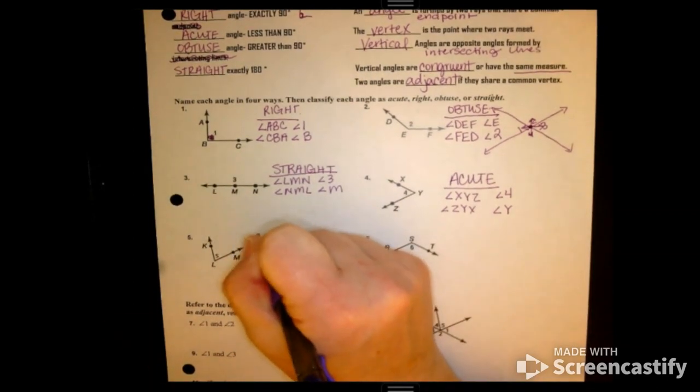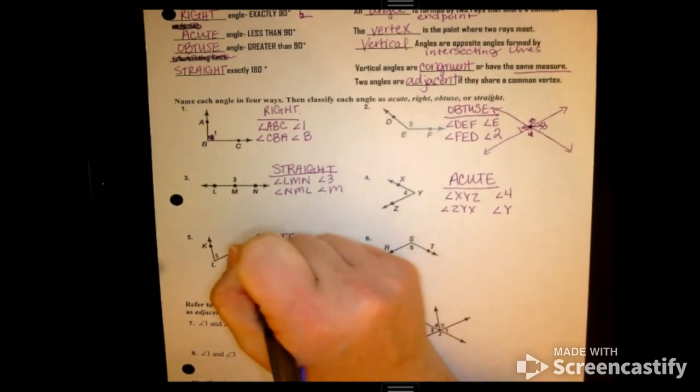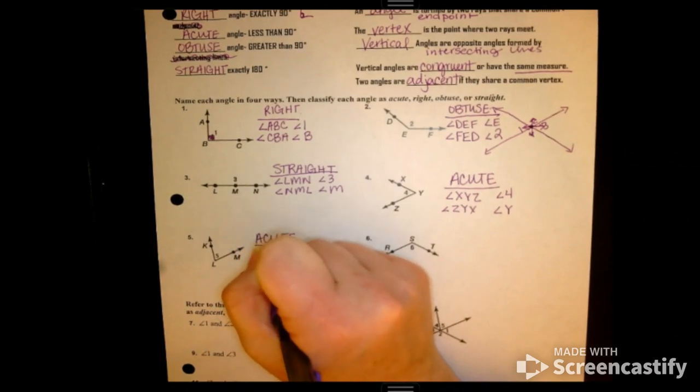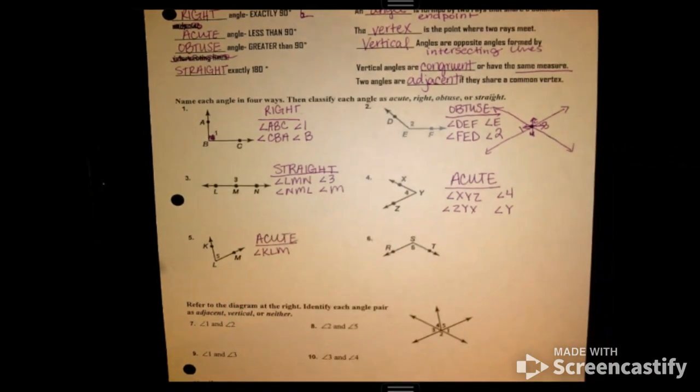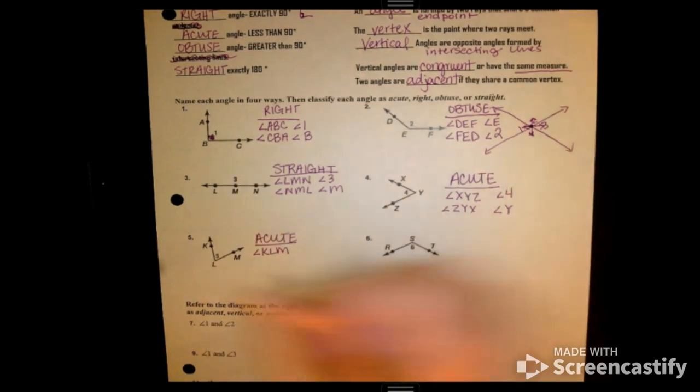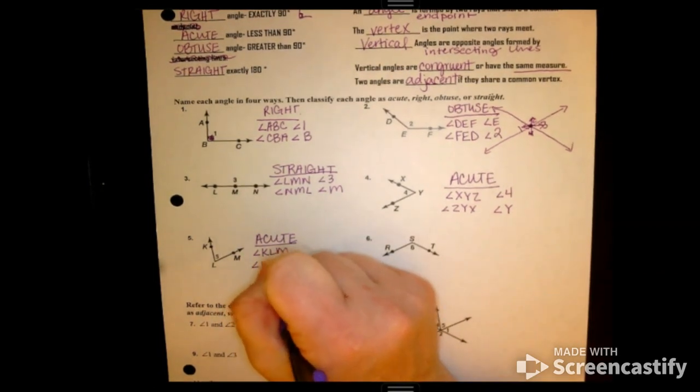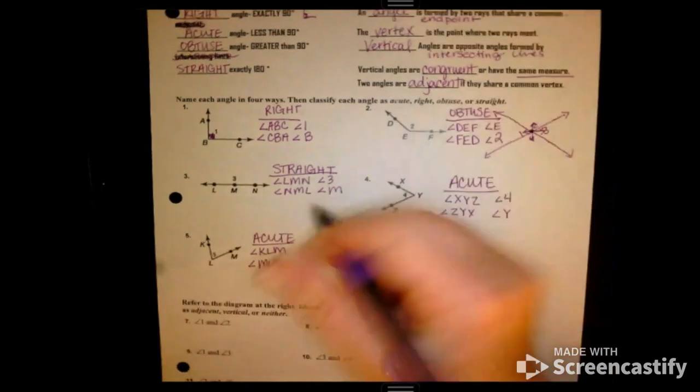Okay, what's 5? Acute. I heard Trey say KLM. What else? MLK. I was waiting for somebody to point it out. All right, what else?